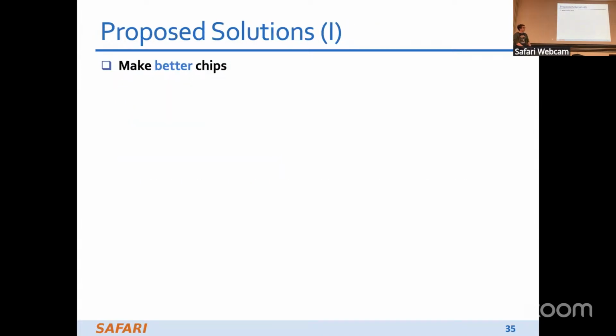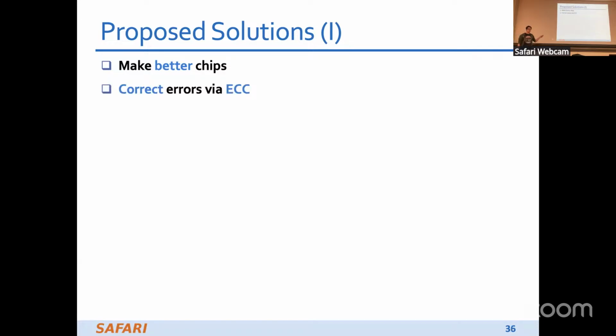Now, the proposed solutions they have, the first solution they propose is to make better chips. Just as they do in the paper, I will not discuss this further. Their input on this is simply that, of course, if DRAM were improved and the chips were better, this would not happen. They don't have concrete solutions on how to make better chips, but they do have other solutions.